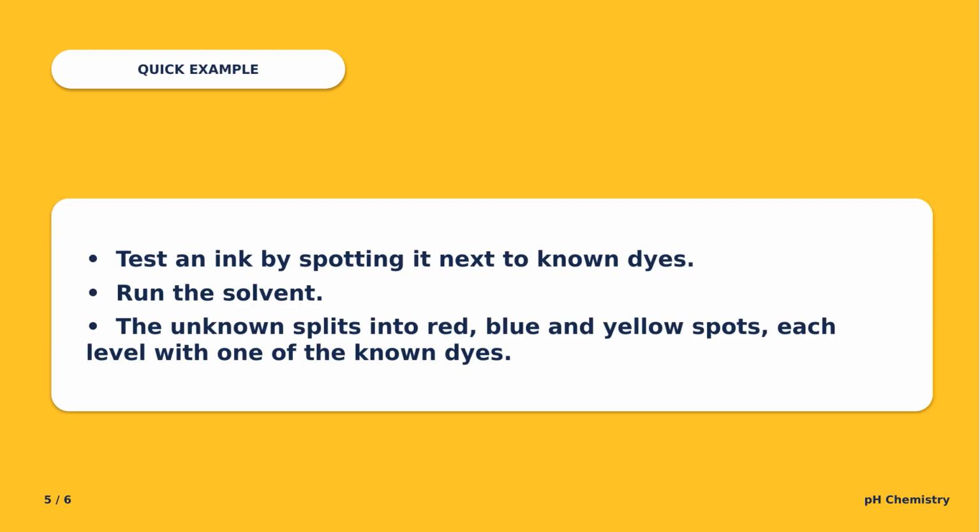Quick example. Test an ink by spotting it next to known dyes. Run the solvent. The unknown splits into red, blue and yellow spots, each level with one of the known dyes. So your ink is a mixture of those 3 dyes.